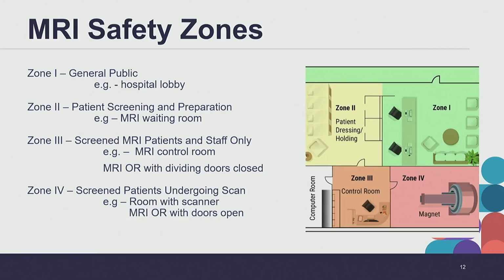In an MRI OR, if the doors that divide the OR from the scanner are closed, the OR is then zone 3. And then zone 4 is the scan room where screened patients are undergoing scan, and if you have an MRI OR, if those doors are now open, now your OR is also in zone 4.